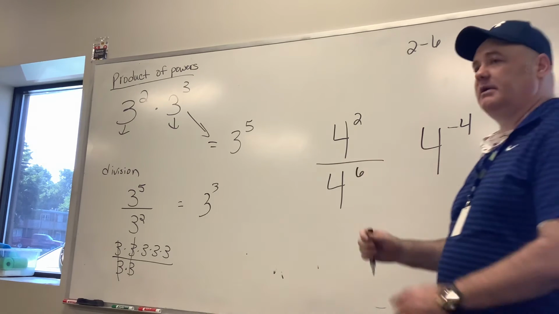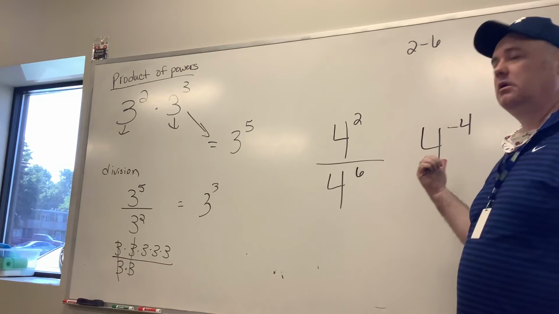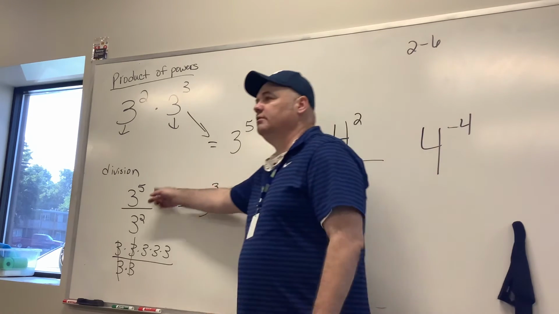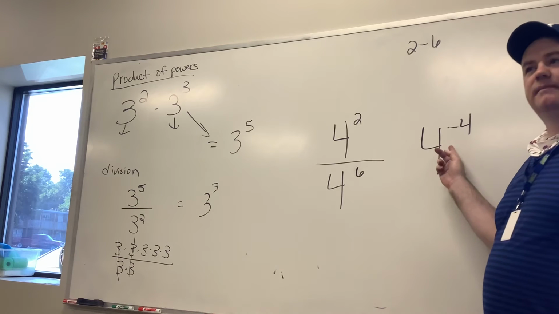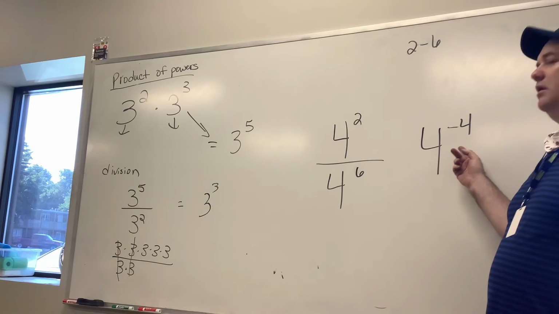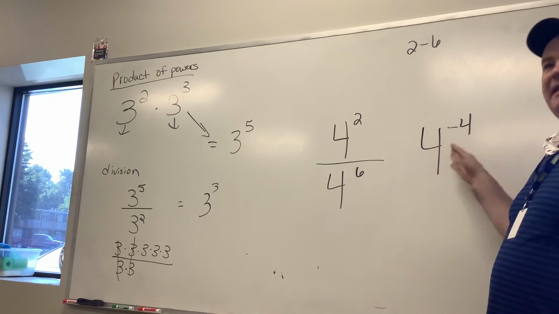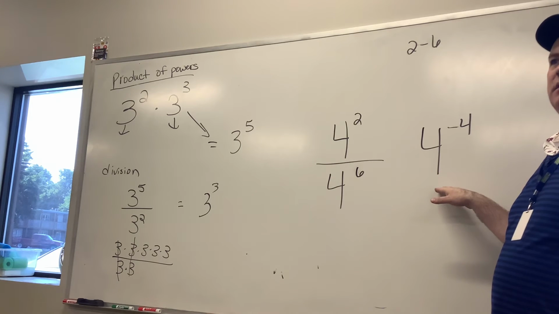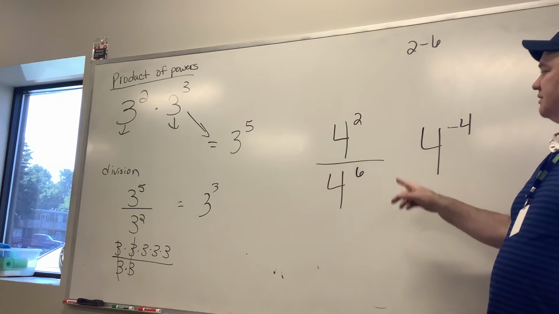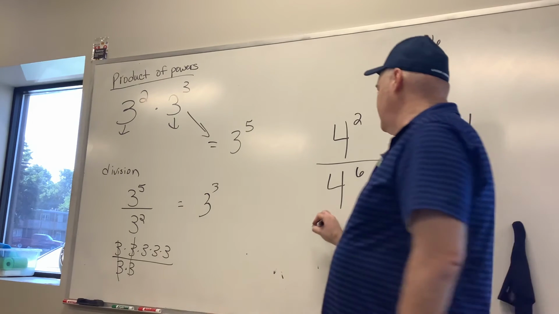We did it right. We did the problem. We're not wrong. We did 5 minus 2, we got 3. We did 2 minus 6, we got negative 4. Well, I can't leave it like that though. We're not wrong, but I can't leave it like that. Let's put this in long form and see what we end up with.